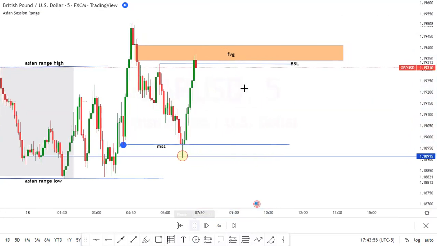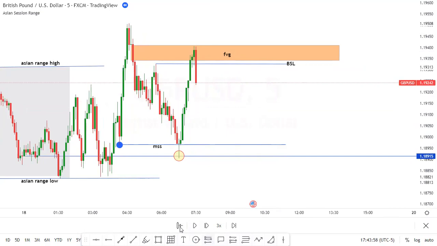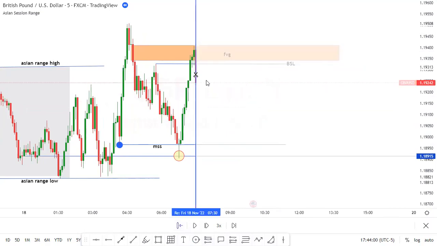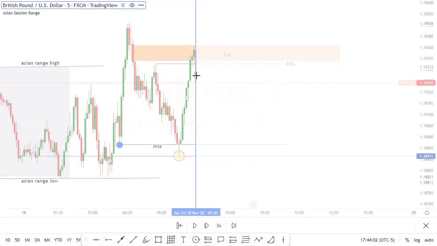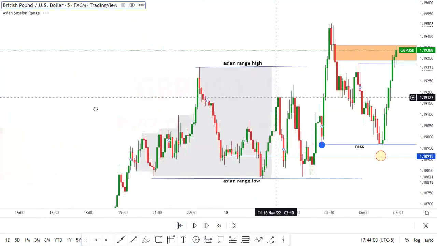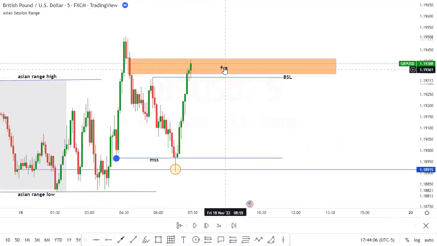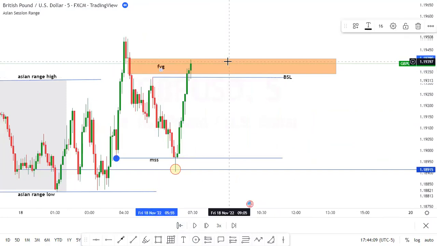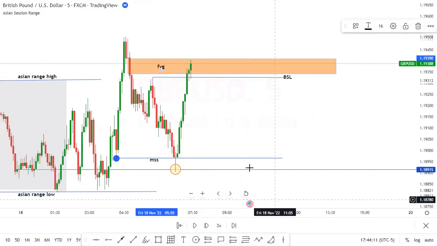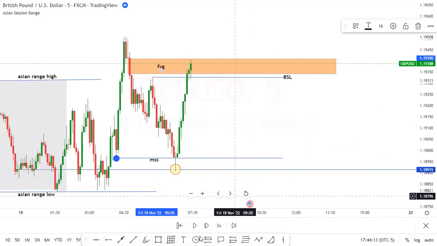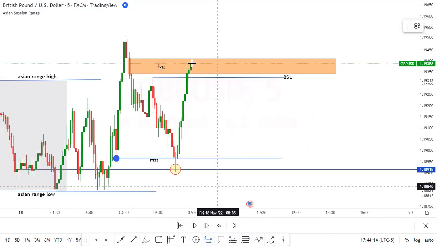Yeah, there we are, triggered. Market triggered. Let me put it there. So now we see that the market has reached where our fair value gap is. The market has filled this fair value gap. So I'm expecting to see a continuation to the downside, a reversal. So I'm going to enter right here.